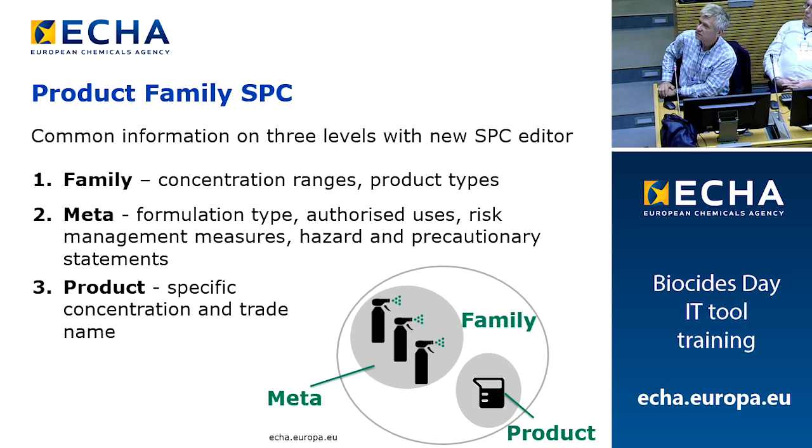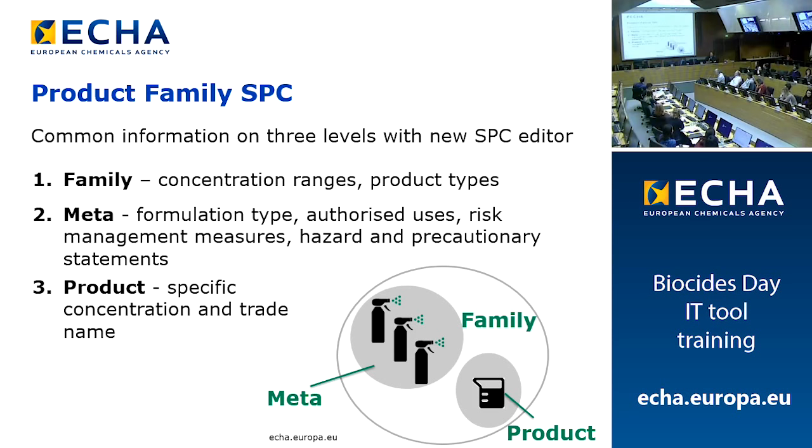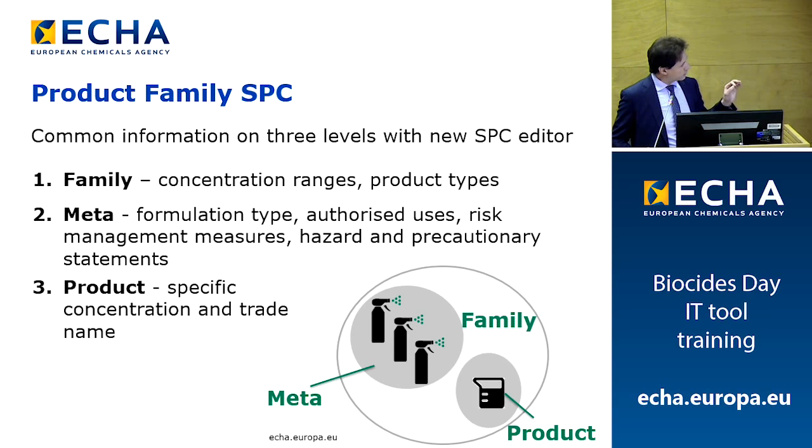Well, in that drawing there, we have two ovals inside the big oval, which should be representing an example of two metas. So the first meta contains 3 products, the second meta only 1. Okay. And they are all belonging to the same family.